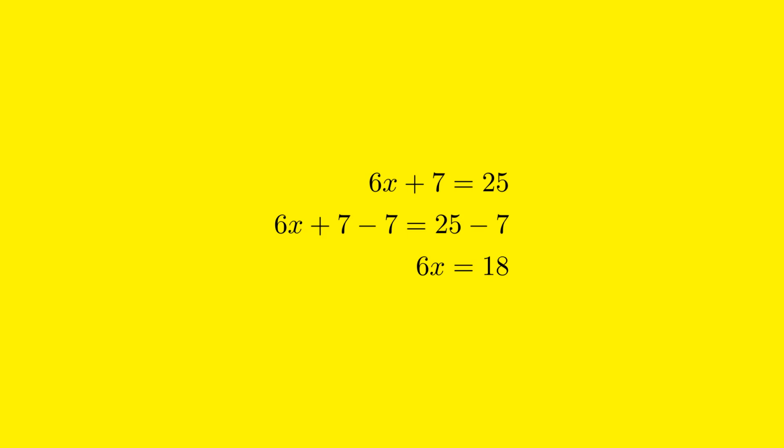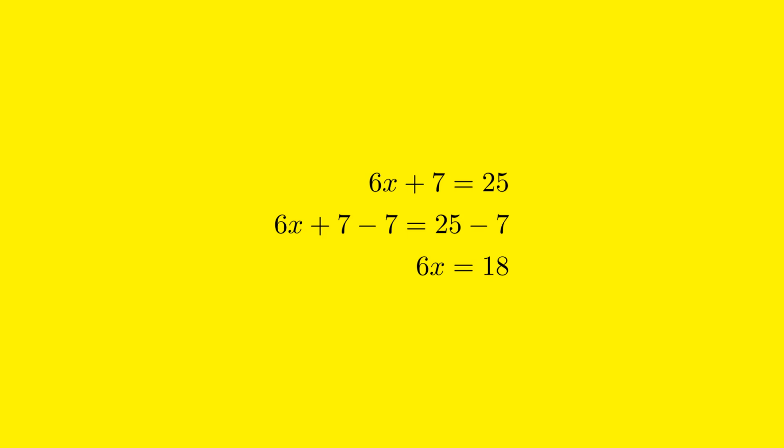To do that, we need to remove the plus 7 from the left side, so we will subtract 7 from both the left side and the right side of the equation. This keeps the equation balanced as we are performing the same operation on both sides. So, subtracting 7 from the left side, 6x plus 7 minus 7, and on the right side, 25 minus 7.